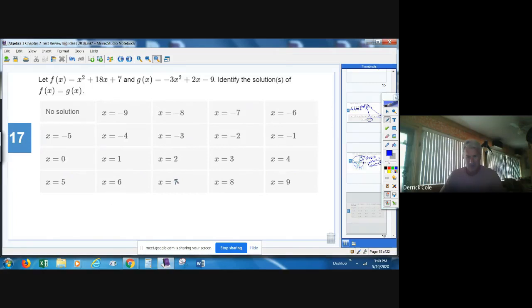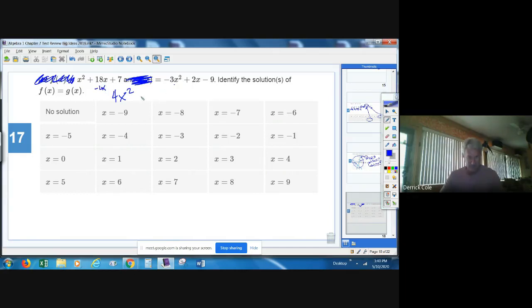All right. So if they're equal, that means I'm going to put a big equal sign between them. If they're equal, they're equal. So this is what I'm looking at: x squared plus 18x plus 7 equals negative 3x squared plus 2x minus 9. Watch how easy this is. I'm going to add 3x squared to both sides. What's 3x squared and x squared? It's 4x squared. I'm going to subtract 2x from both sides.